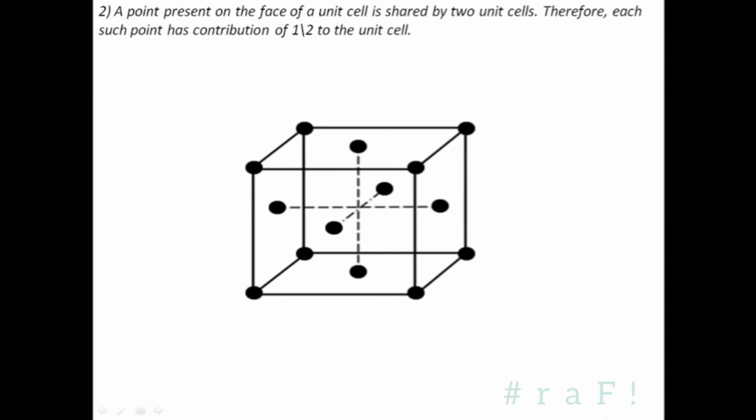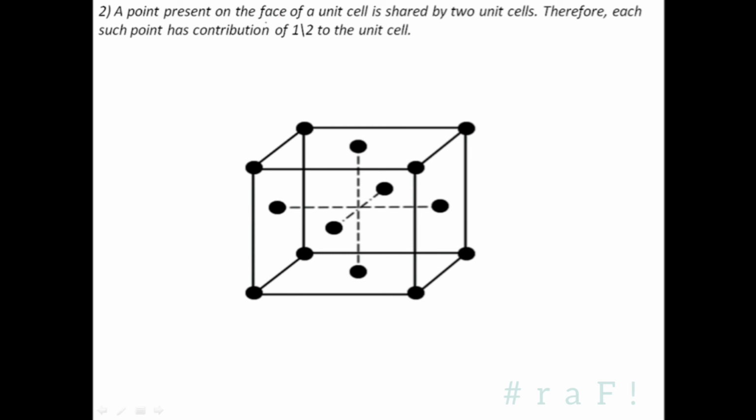Next point: a point present on the face of a unit cell is shared by 2 unit cells. Therefore, each such point has a contribution of 1 by 2 to the unit cell. See this one, a face-centered cubic unit cell. It has 8 corners and 6 faces. Each face contains one center atom: front, back, top, bottom, left side and right side.